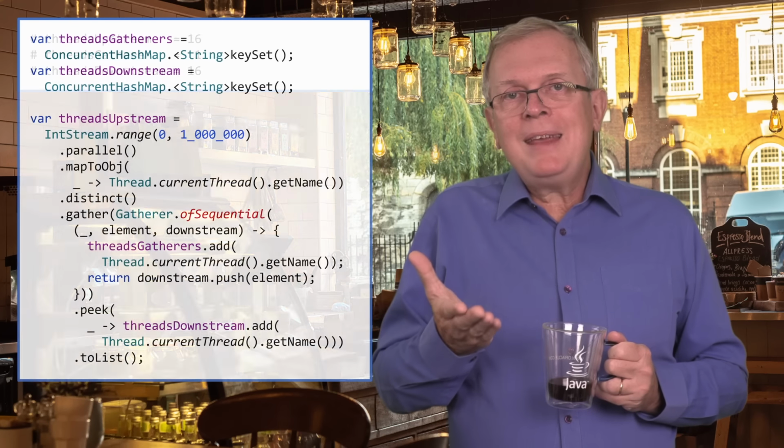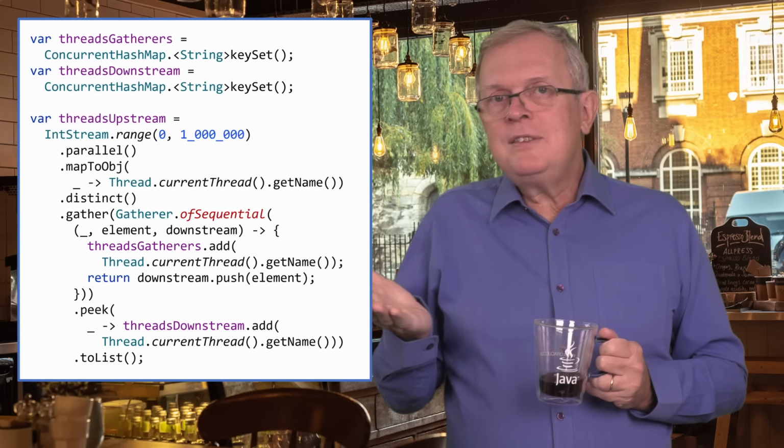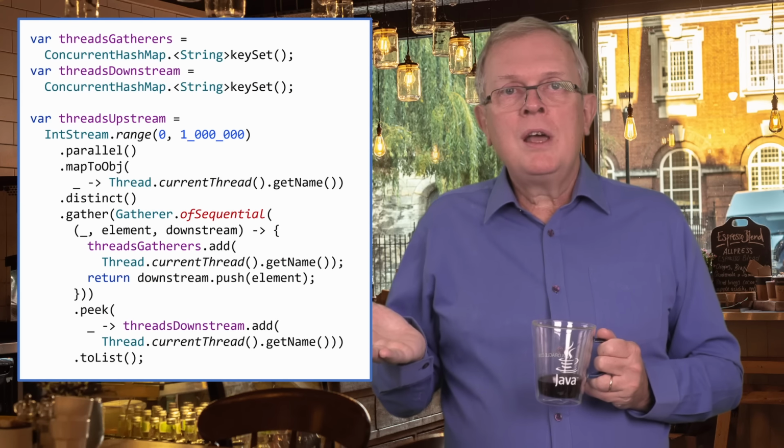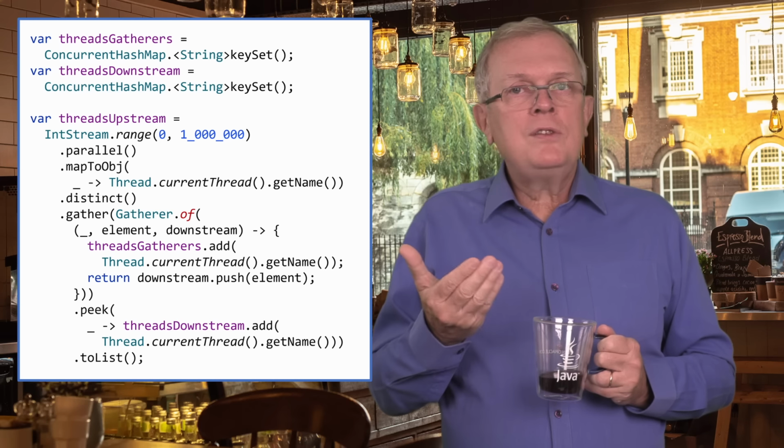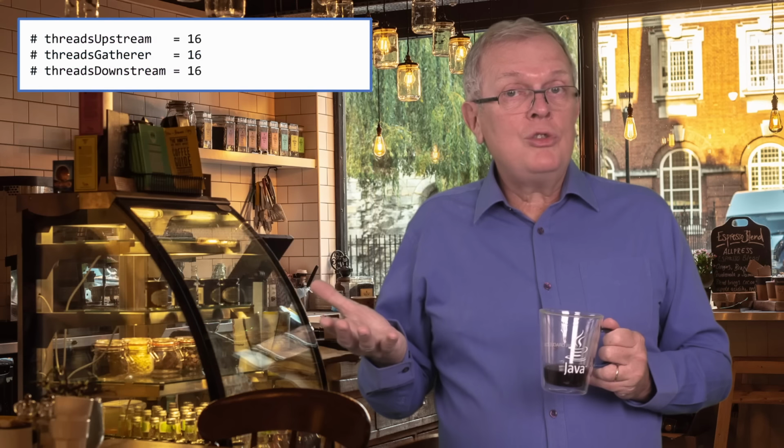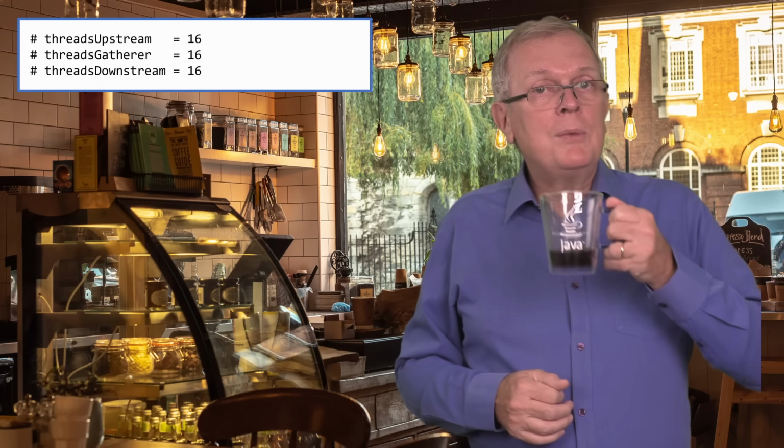By the way, you can make this gatherer parallel by just replacing this ofSequential call with an of call and run this code again and see that now you have a classical parallel stream.